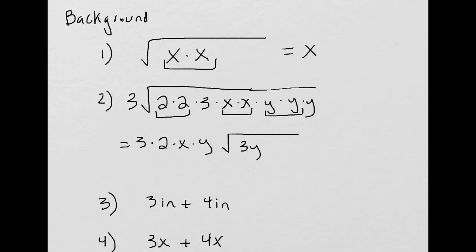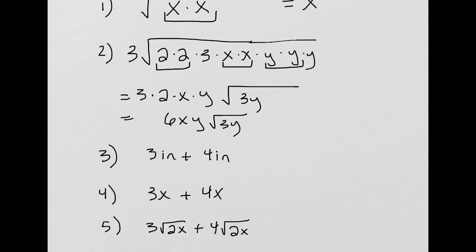So now if I just put things together, remember multiplication is associative. So I could do my 3 times 2 is 6, times x, times y, which I could just write as 6xy, and then times the square root of 3y. So that's as far as I can go.